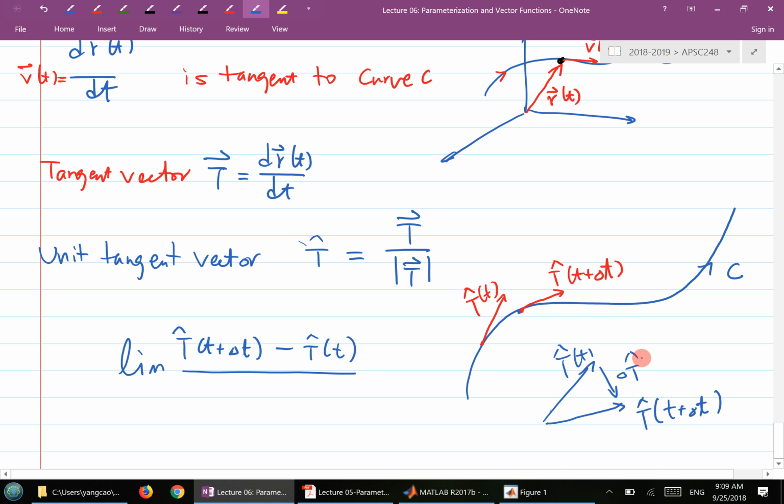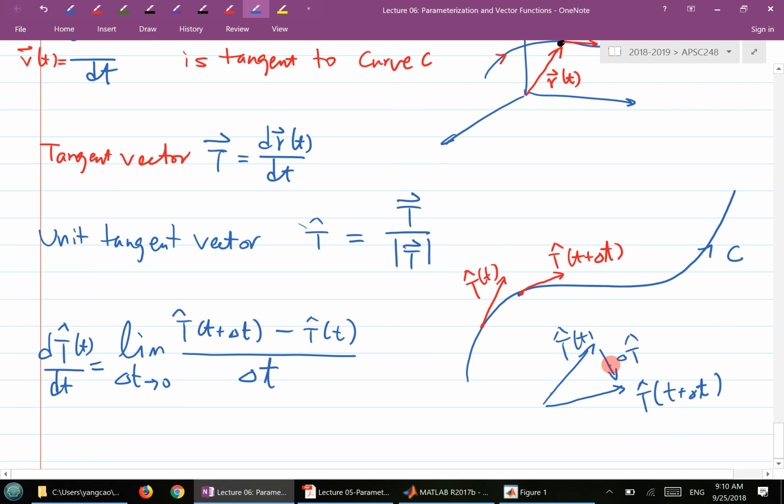This is delta T hat, and then divided by delta t, and let delta t go to 0. So that's the derivative concept, right? This derivative concept here will yield dT hat over dt. As you can see here, this new vector dT hat over dt is going to be a vector pointing somewhere in this direction given by the delta T hat.